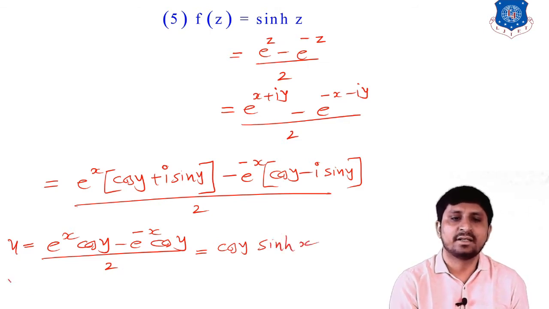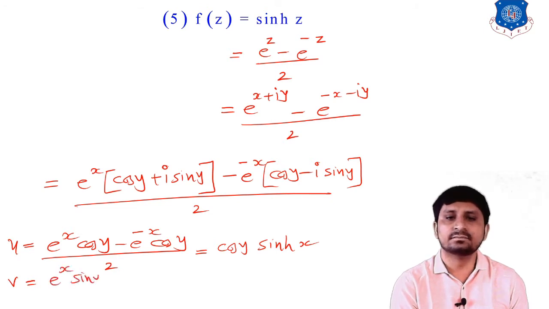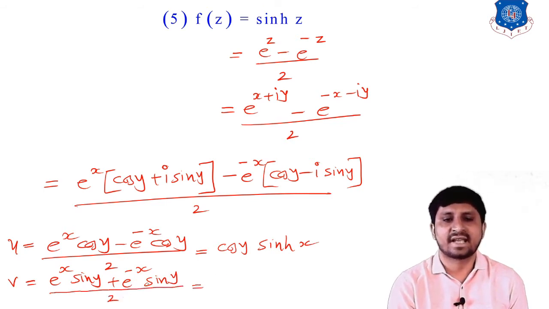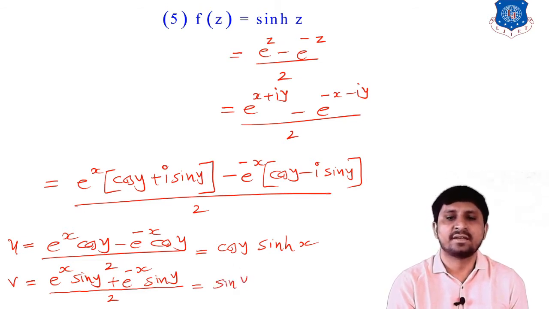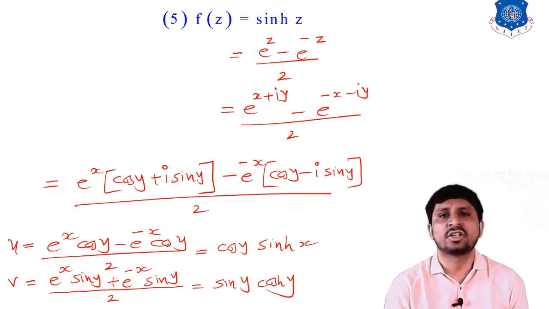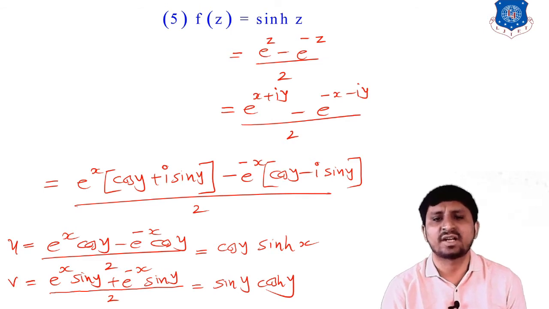Similarly, the value of v is e raised to x sine y plus e raised to minus x sine y, divided by 2. So that can be written as sine y is a common term, e raised to x plus e raised to minus x divided by 2. So sine y cos hyperbolic x. And from these two functions u and v, you can easily find all the partial derivatives.